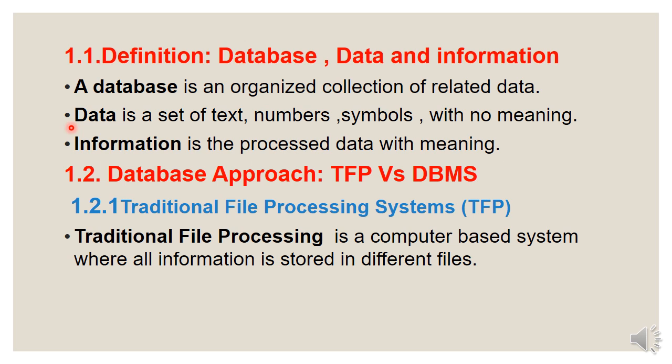What about information? Information refers to processed data. Information is like output after processing. Processing here means the transformation of input data into information. So information has meaning to the user, or information is meaningful, a result after processing data.